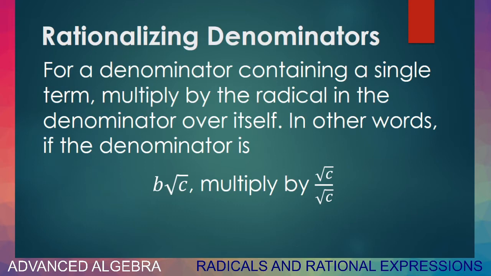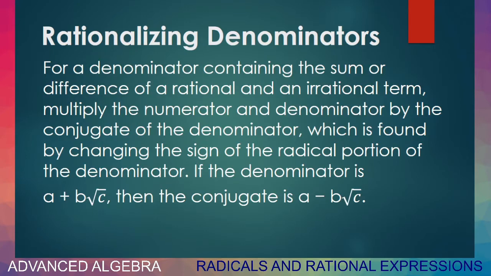Pero, kapag ang pinag-uusapan naman natin ay, so, for a denominator containing the sum or difference of rational and irrational term, so kung siya daw ay meron tayong involving ng sum and difference, so multiply the numerator and denominator by the conjugate of the denominator, which is found by changing the sign of the radical portion of the denominator. So if the denominator is a plus b, the square root of c, then the conjugate is a minus b, the square root of c.